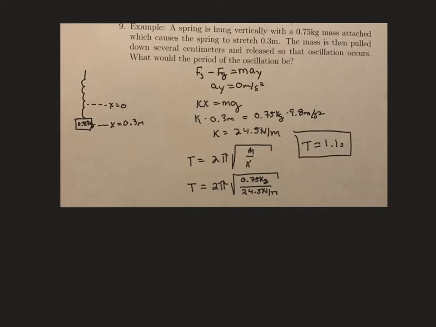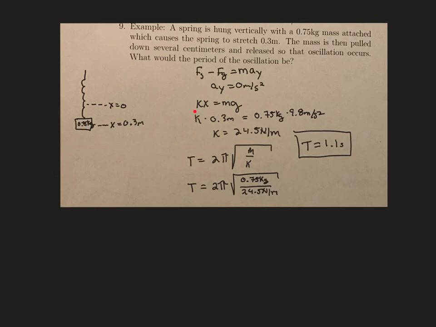So in order to determine what the spring constant is, we're going to take advantage of the fact that we know how far it stretches due to the weight of the mass itself. We can say the force of the spring minus the force of gravity equals mass times acceleration in the y direction. Acceleration is 0 because this is before we pull it down and let it oscillate. So this is when it's just pulled down the 0.3 meters due to its own weight.